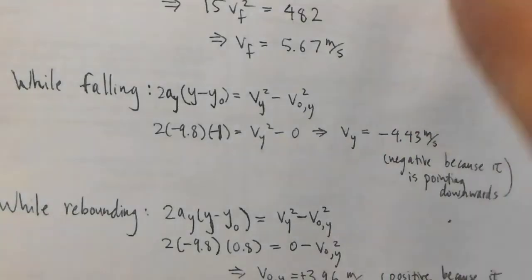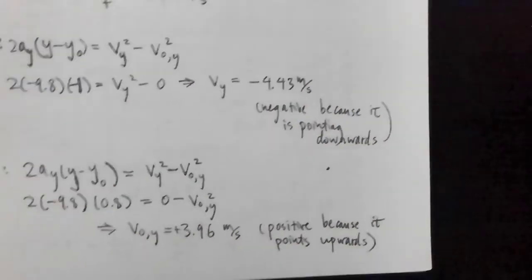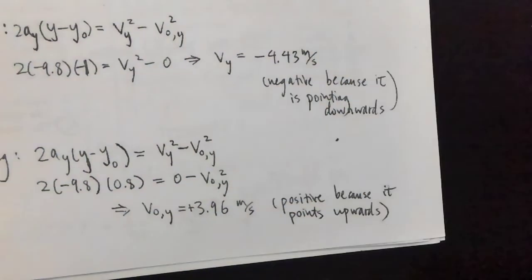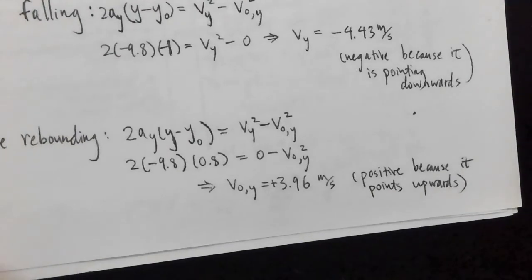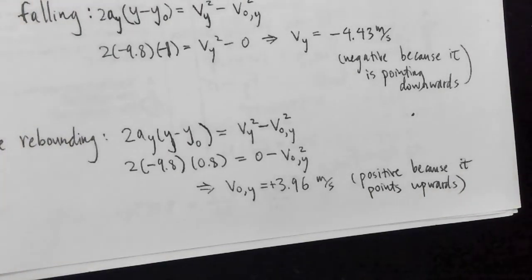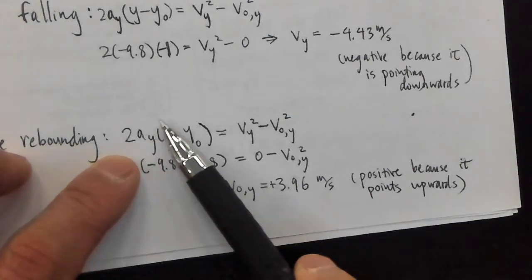Now, when it rebounds, when it bounces, let me move this over, the sink is getting in the way here. When it bounces, we're told that it comes up to a maximum height of 0.8 meters. So in this case, we know the final height, okay? We don't know the initial velocity. This is what we don't know. But at the final height, the final velocity is 0. So we'll do the same sort of thing.